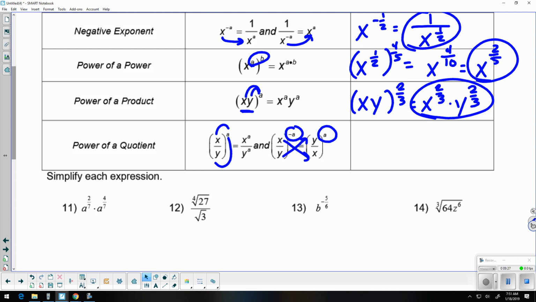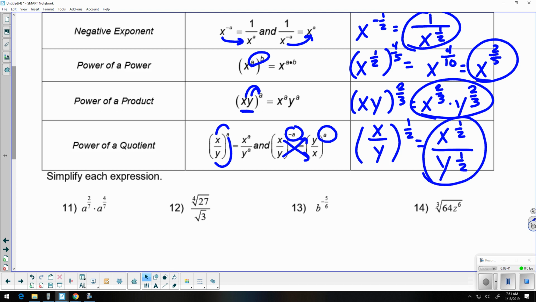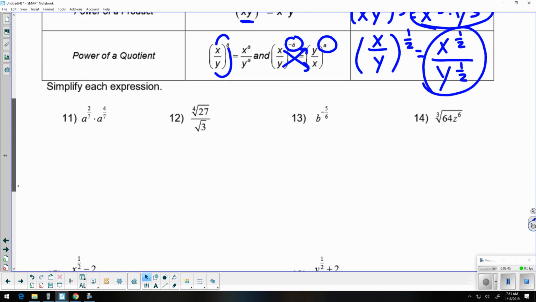But just to emulate this as an example, if I have x over y, the whole thing to the 1/2, that's just x to the 1/2 over y to the 1/2. Just raise each one individually to that power. Okay? So now getting to some examples. Number 11, simplify each expression.